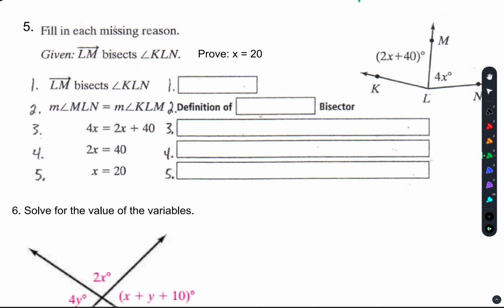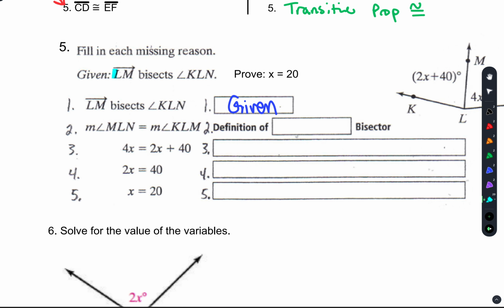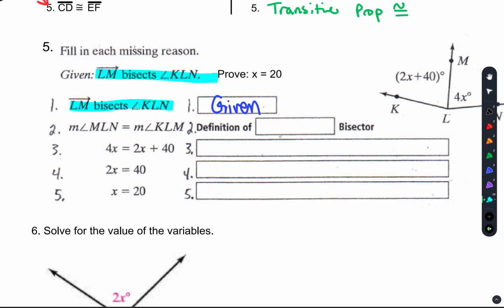I'm going to rapid fire through this one a little bit. I got my givens, I got my proof statement. I'm trying to prove that x equals 20. I see a diagram. It's got some stuff in the diagram as well. I'm looking at number 1. My statement is that ray LM bisects KLN. What's my reason there? Given. That's a freebie, right? Number 2, the measure of MLN equals the measure of KLM. Definition of what?